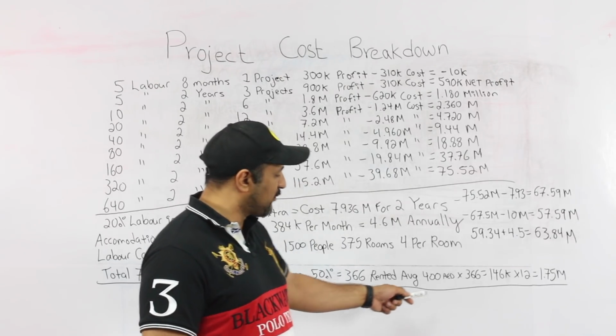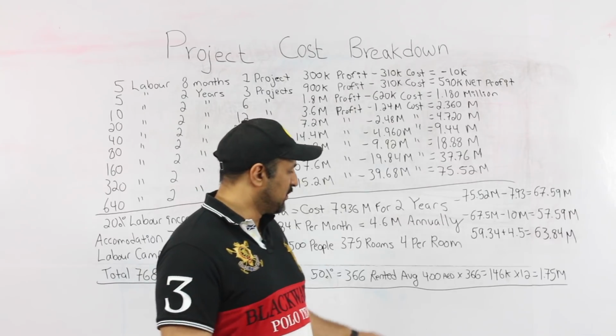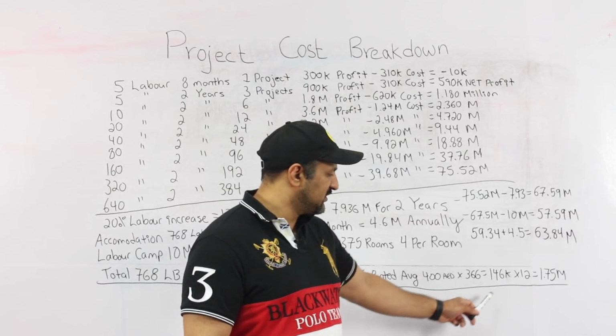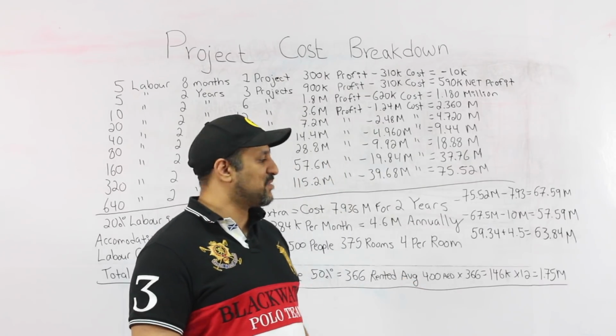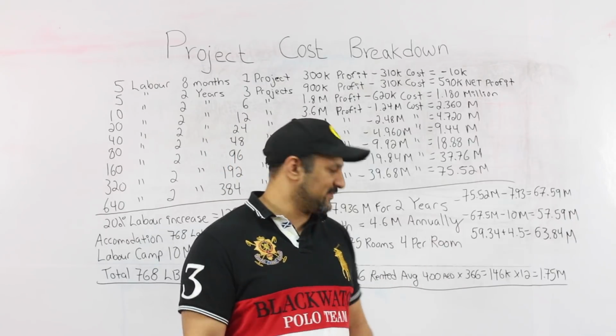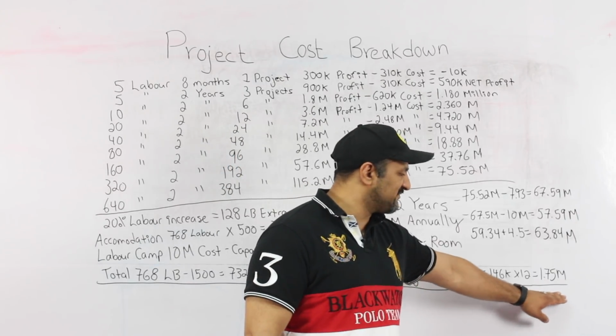366 spots at an average rent of 400 dirhams per spot would bring us around 366 times 400, 146,000 per month in extra income. This is coming from our asset, our labor camp. Now, if you times that by 12, it's 1.75 million.